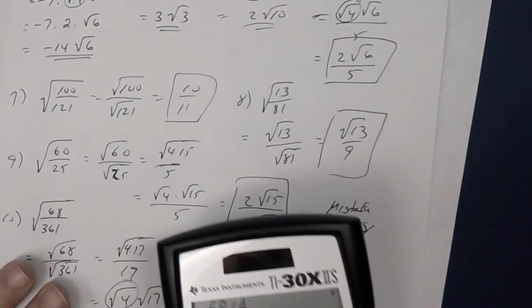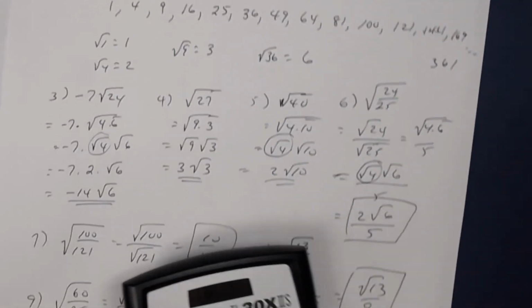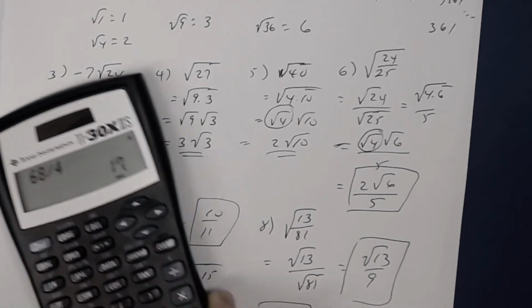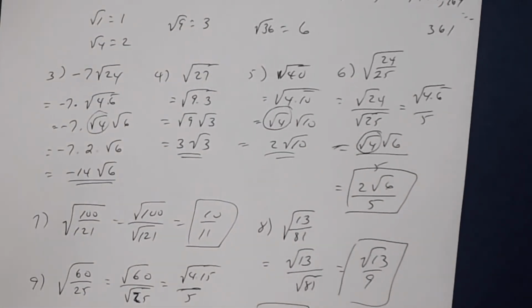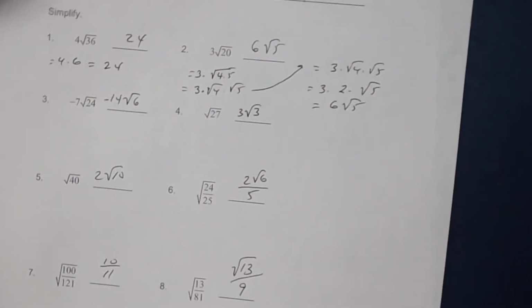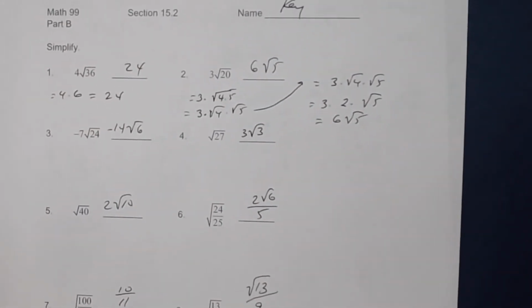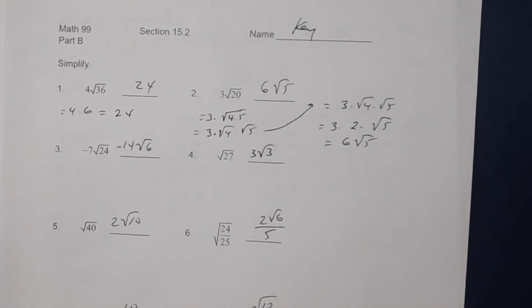And that's it. So it's not that bad. Just use your knowledge about perfect squares, use your knowledge about how to simplify radicals, and use your calculator to help you. And that is all this is. So that's the key to section 15.2, part B.